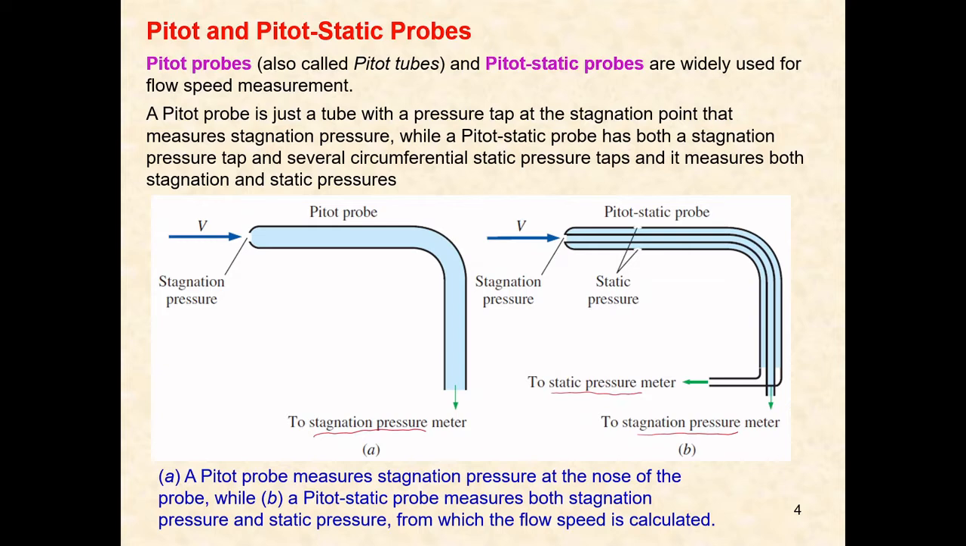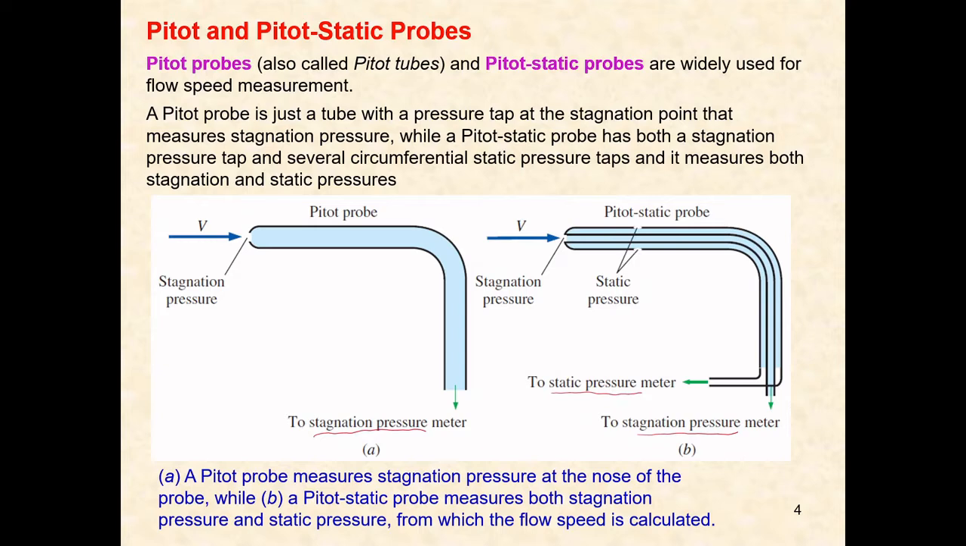So the meter will measure the pressure for different tubes. In the end you will know the difference of pressure. From there you will know the pressure resulting from the velocity, and the pressure resulting from the velocity can be converted back into the velocity of the fluid. That's how we measure the velocity of the fluid.